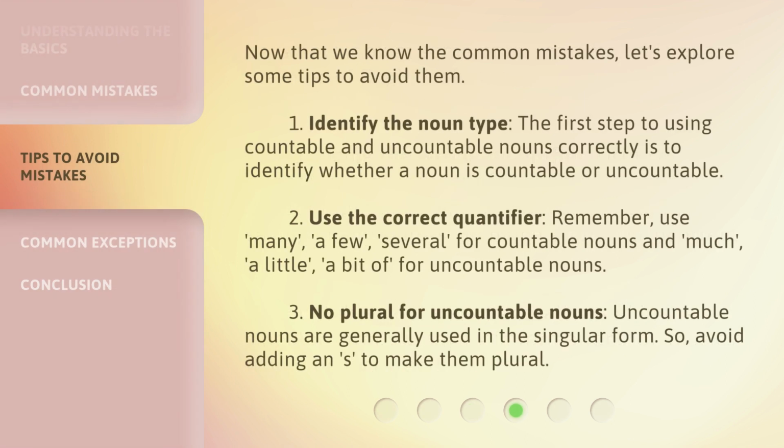Now that we know the common mistakes, let's explore some tips to avoid them. 1. Identify the noun type. The first step to using countable and uncountable nouns correctly is to identify whether a noun is countable or uncountable. 2. Use the correct quantifier. Remember, use many, a few, several for countable nouns and much, a little, a bit of for uncountable nouns.